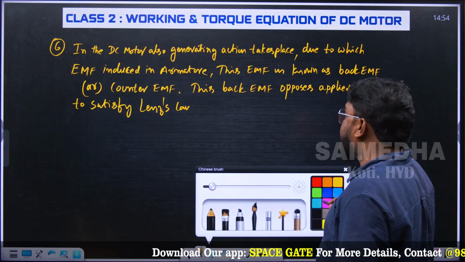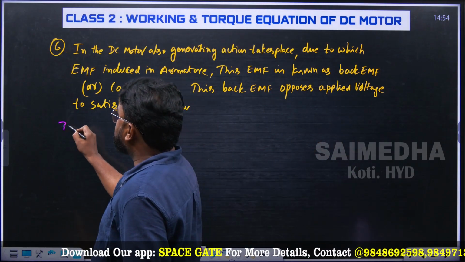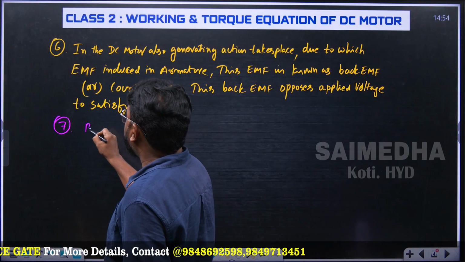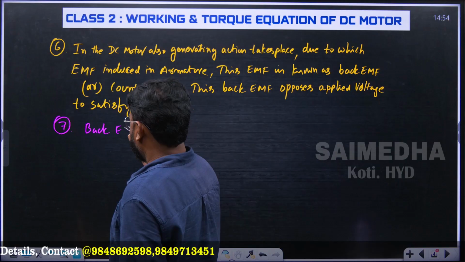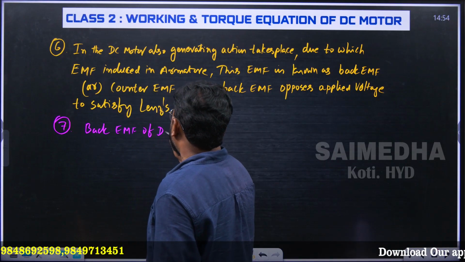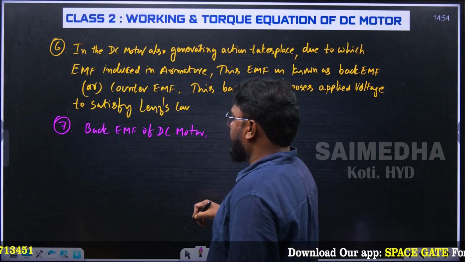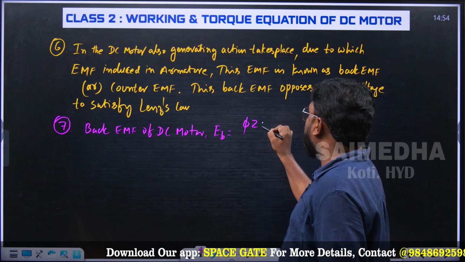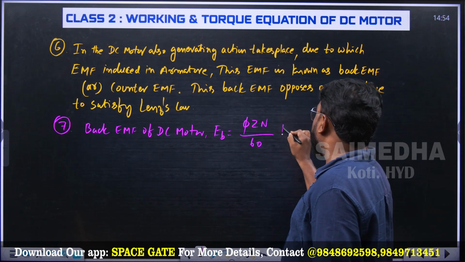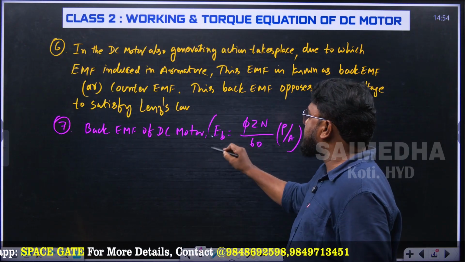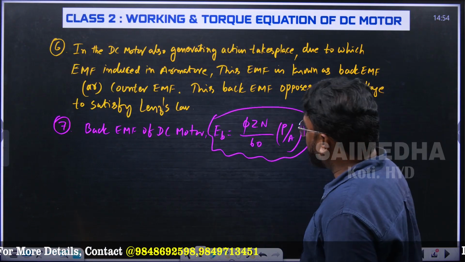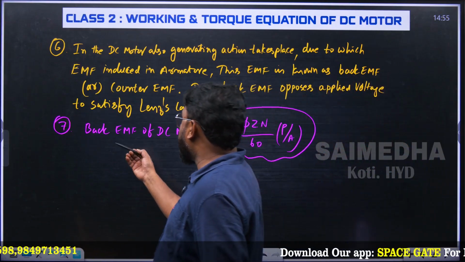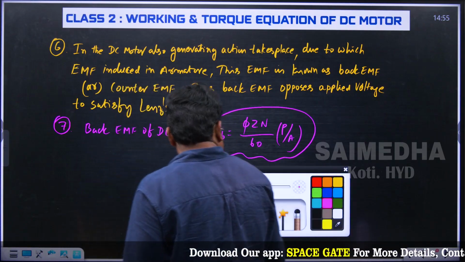So next one, back EMF equation. Here, from the back EMF point of view, the magnitude of the back EMF of the DC motor is given by EB equal to phi Z n by 60 into P by A, same as the generated voltage. So the back EMF of the motor EB is equal to phi Z n by 60 P by A. And next, back EMF during operation. So next possibility of the question.